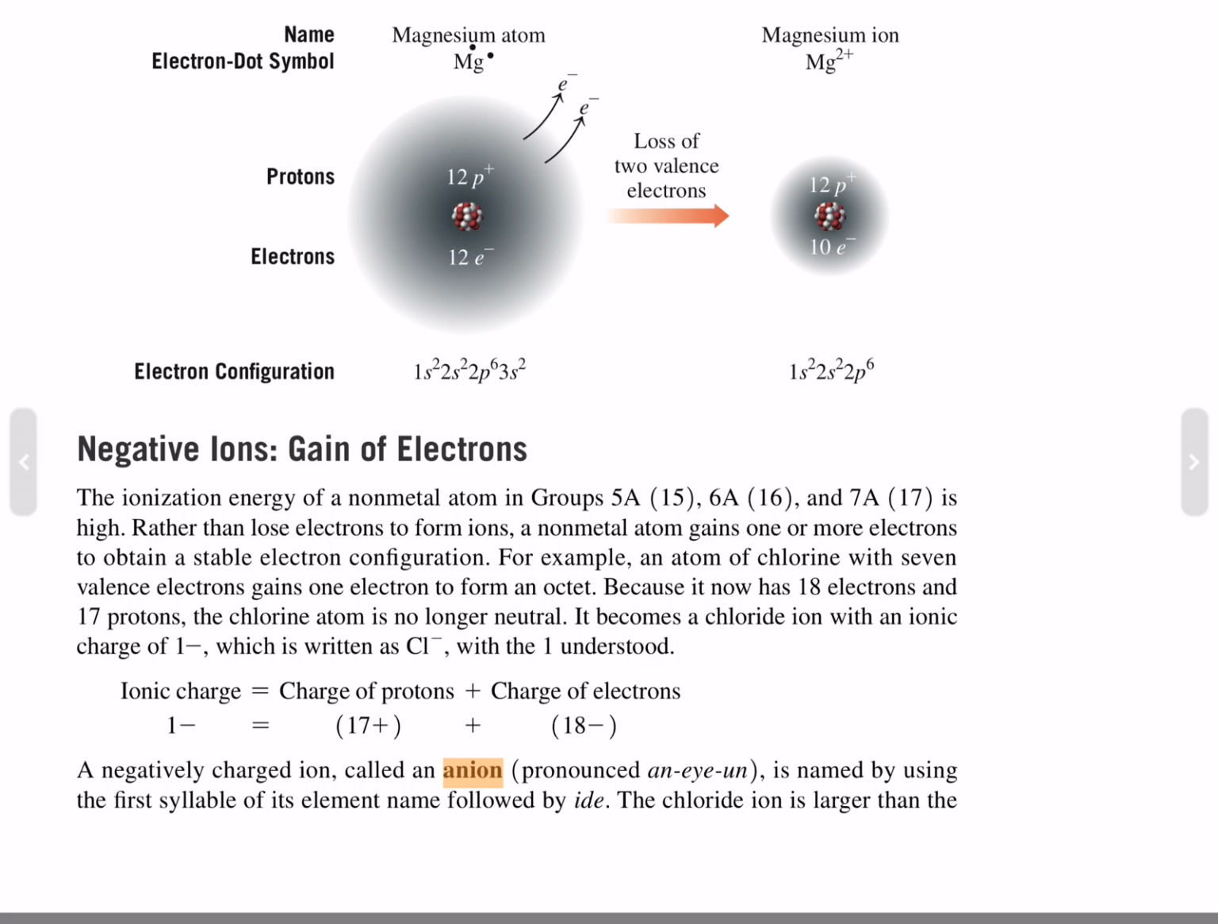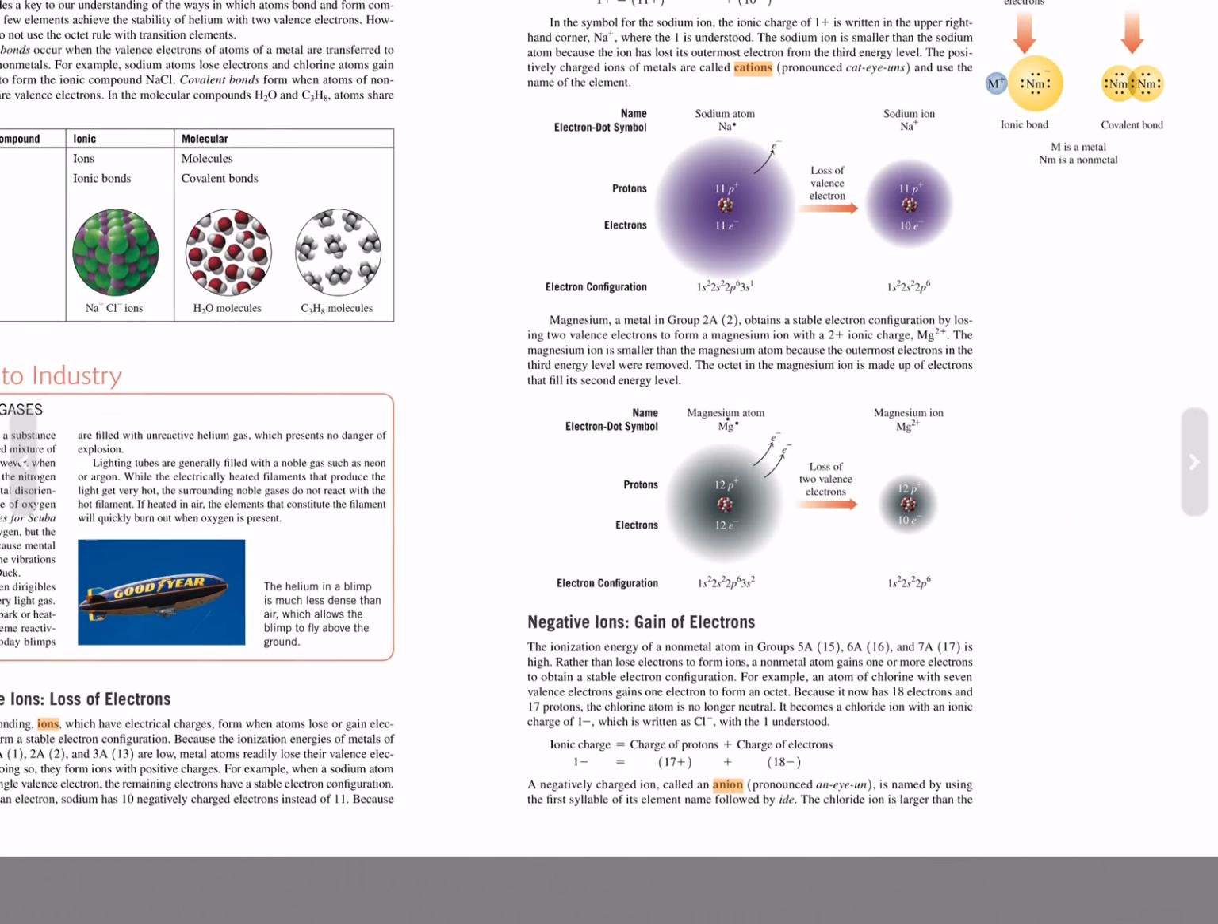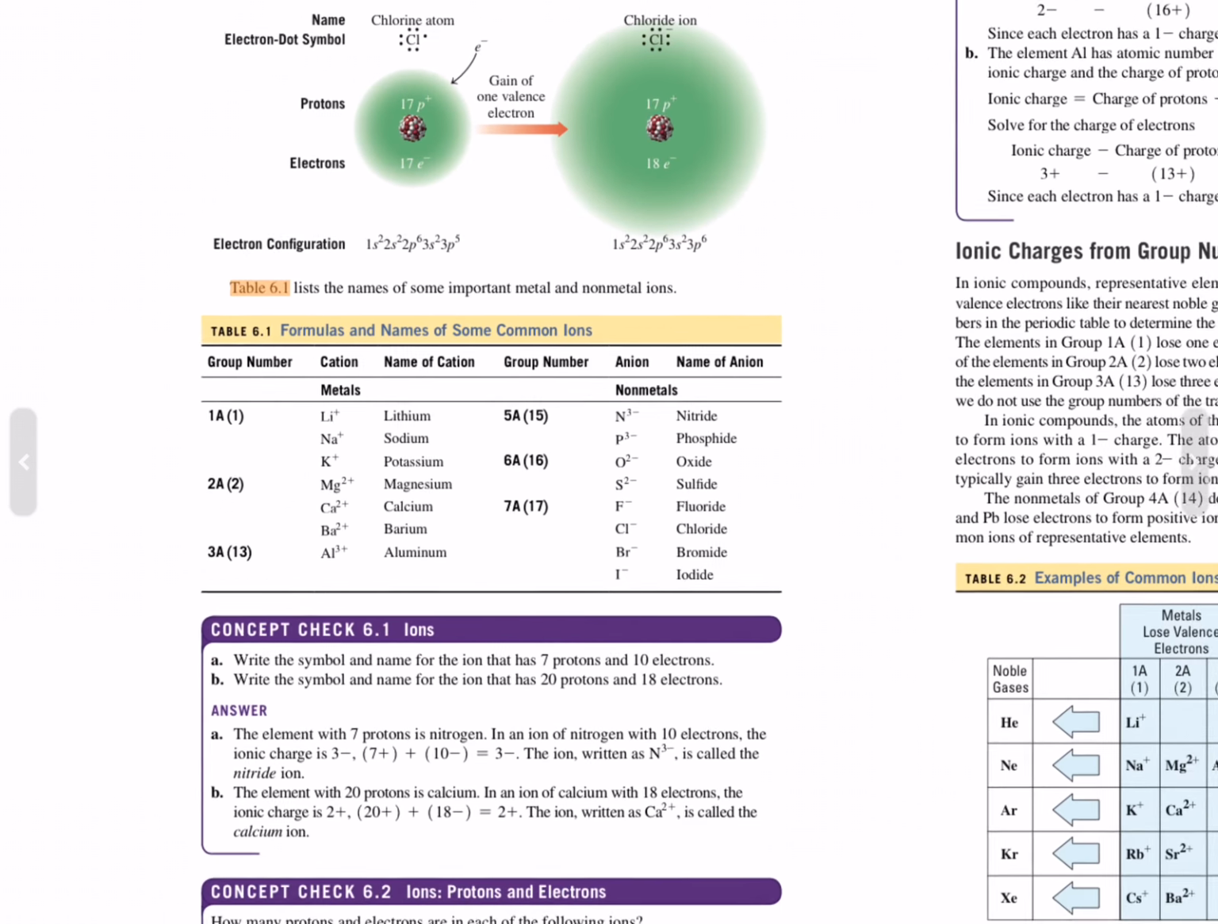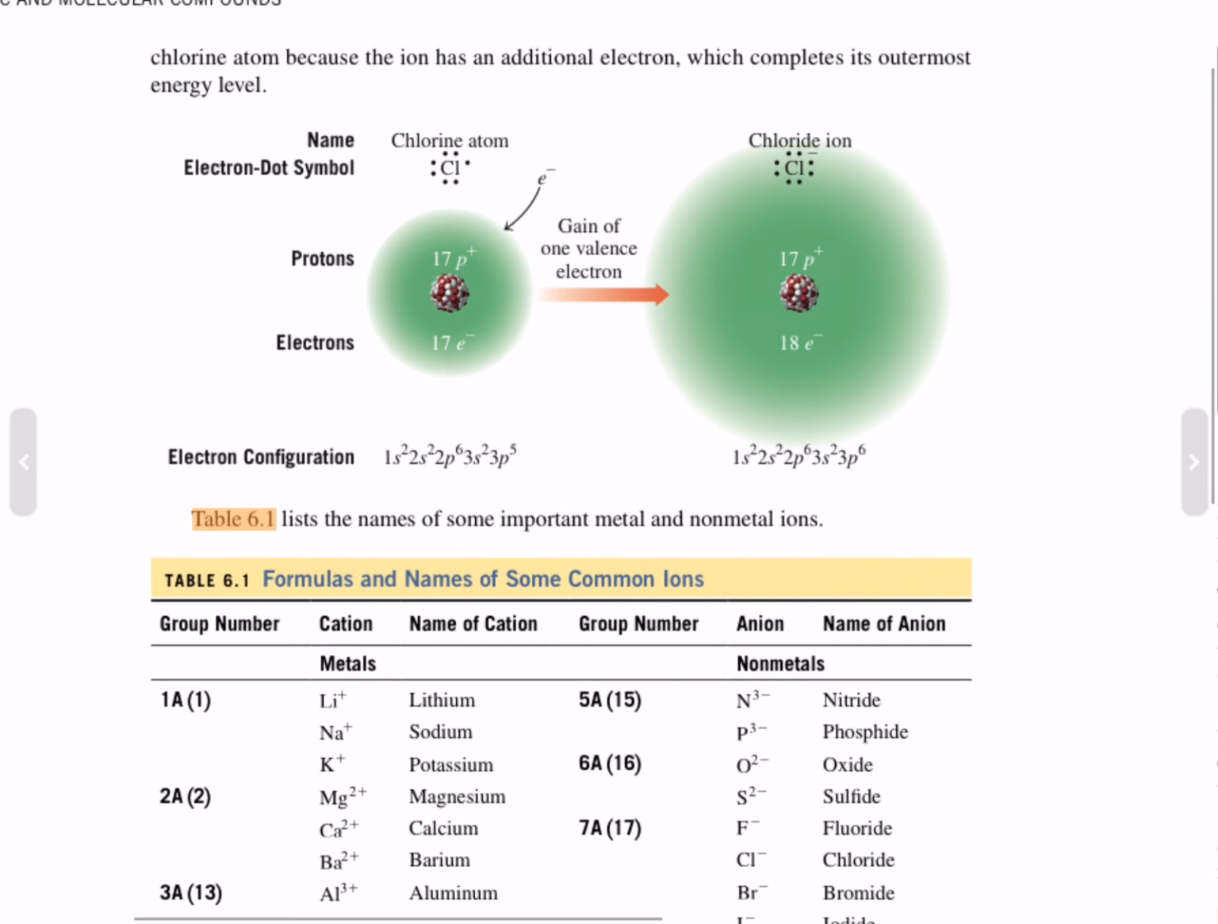A negatively charged ion, called an anion, is named by using the first syllable of its element name followed by "ide." The chloride ion is larger than the chlorine atom because the ion has an additional electron, which completes its outermost energy level.